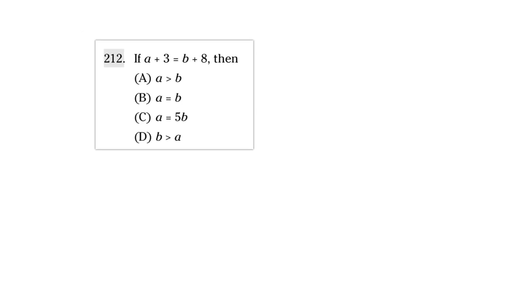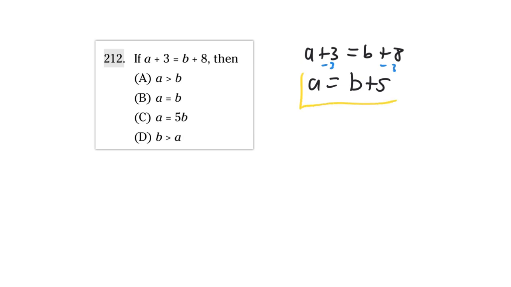Well, let's see. What I would say is for this one, I would subtract 3 from both sides, and we would quickly see that a equals b plus 5. In case that's not clear what I did, I subtracted 3 from both sides, and therefore we know that a happens to be whatever b is plus 5. So a is going to be greater than b. So that should be the answer there.